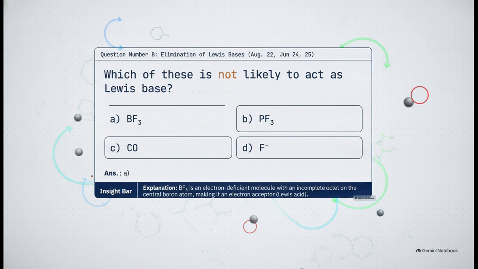This is a highly repeated question, guys, so you absolutely must know this. Question number 8. Which of these is not likely to act as a Lewis base? A, BF3, B, PF3, C, CO, D, F-. The answer is A, BF3.